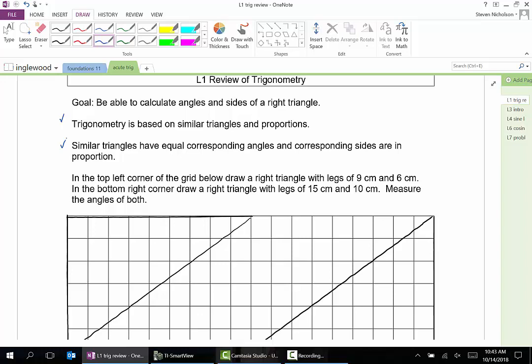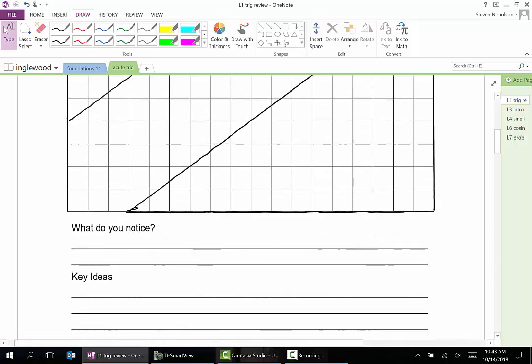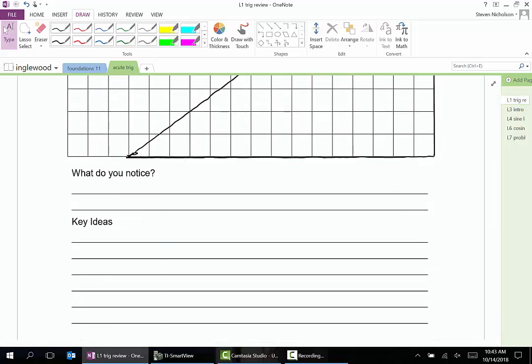So first of all, go ahead and do as I instruct and draw these two triangles and measure the angles. I'll get you to pause, do that, and see what you see. Write down what you notice. Okay, and then in going ahead and drawing those triangles, what you should have noticed is that they have the same angles. Both triangles have the same angles.